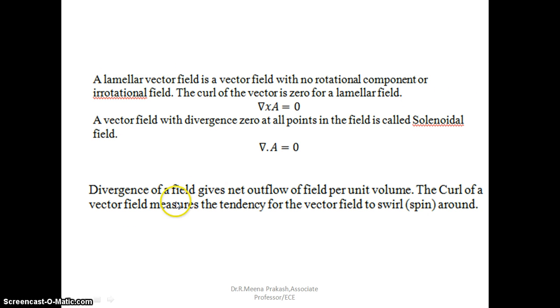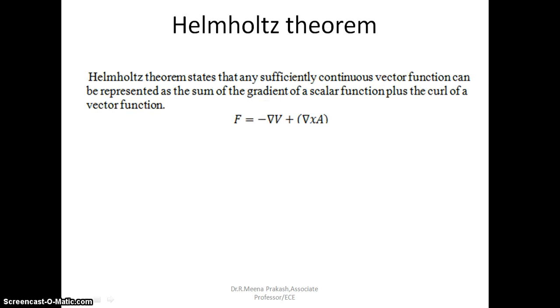So what is the significance of divergence and curl? Divergence gives the net outward flow of flux per unit volume, and curl measures the tendency of the vector field to spin around. Curl means it is a circulation field.